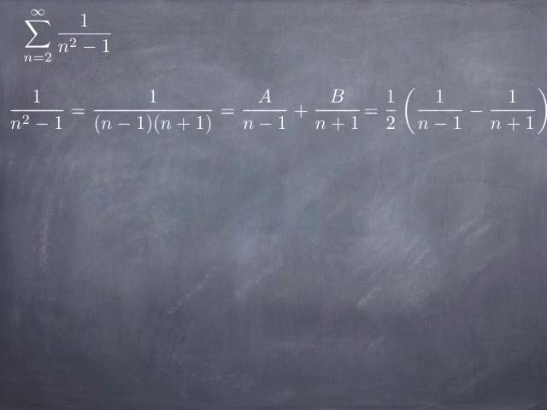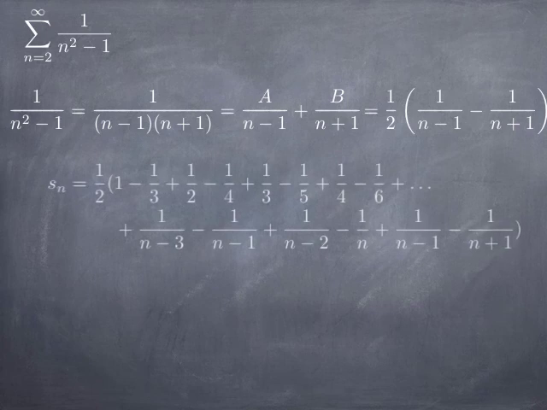So again, we write what that means for the partial sums. So we have 1/2, and then when n is 2, we get 1 minus 1/3. When n is 3, we get 1/2 minus 1/4. When n is 4, we get 1/3 minus 1/5, and so on. And then I have written out the last three terms, so for n minus 2, n minus 1, and n.